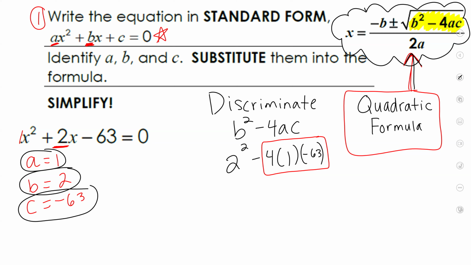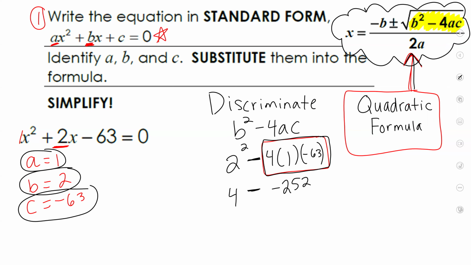What is 4 times 1? 4. What is 4 times negative 63? 252, but that's not completely correct. It should be negative, okay? 4 times 1 is a positive 4. 4 times a negative 63 is a negative 252. So that's what the value of this box was. There is still a minus sign outside of the box, and 2 squared is 4.